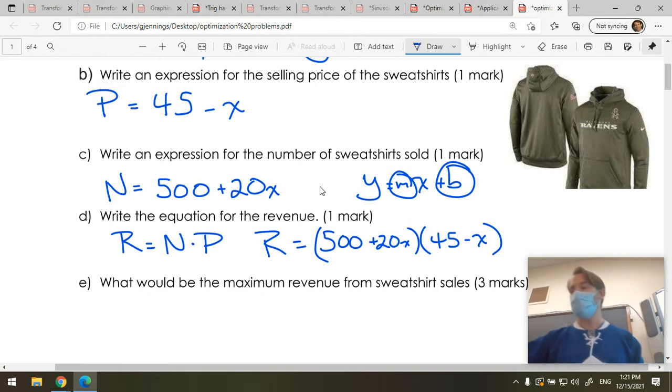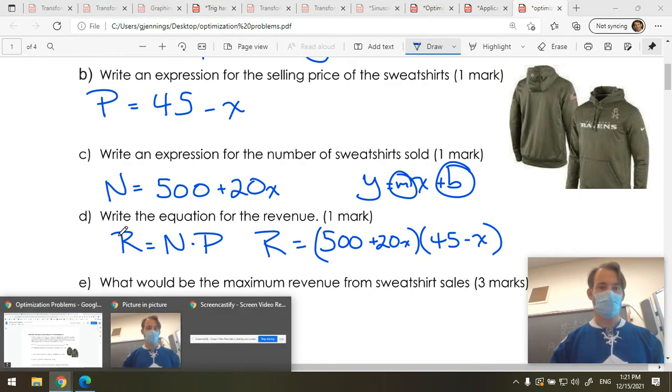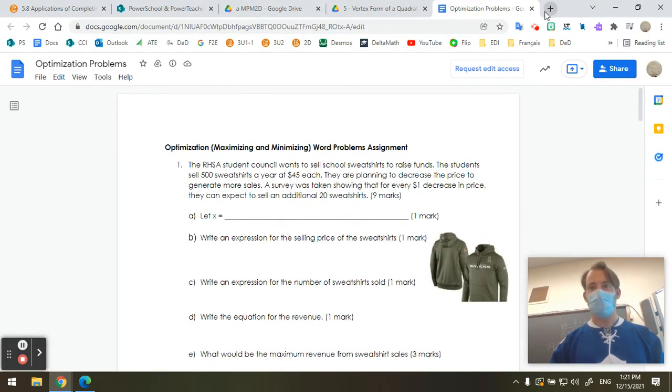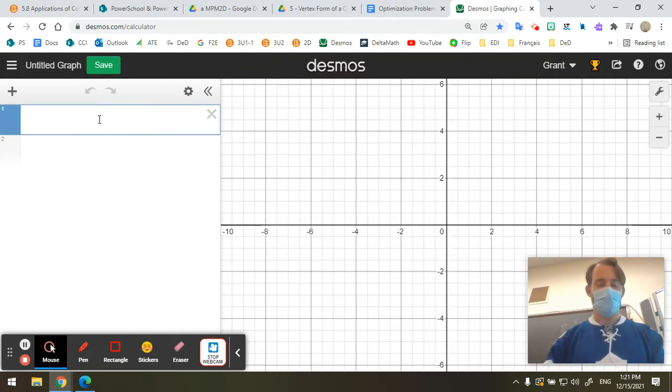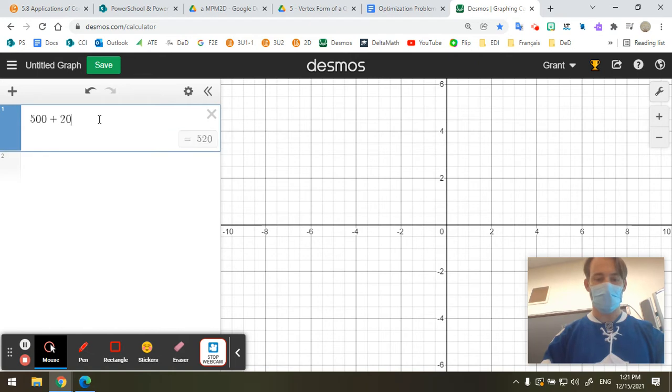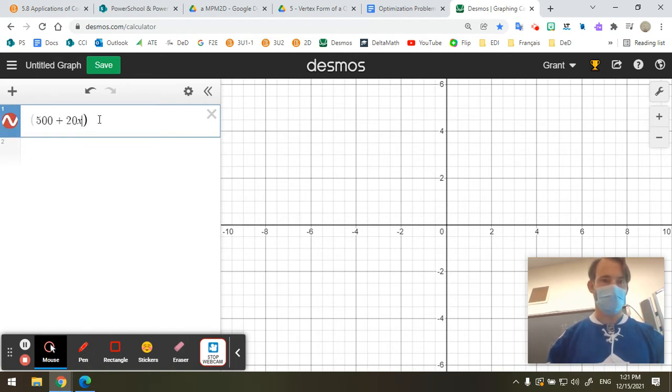You want to take a look at it in Desmos? Let's take a look at it in Desmos. Y'all have Desmos on your calculators. So this is on your phones, I mean. 500 plus 20x, put this in brackets, multiplied by 45 minus x.